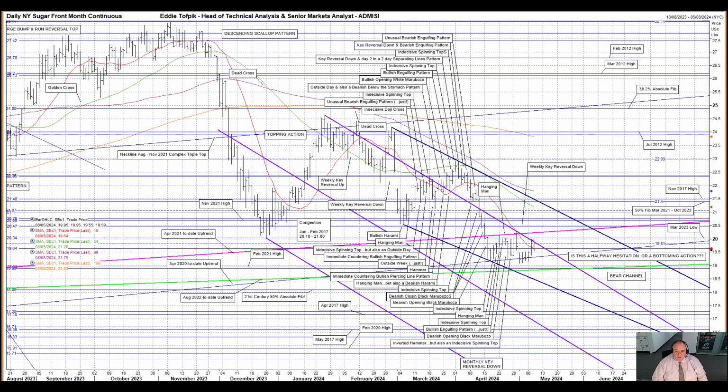There has been no follow-through lower this week to the weekly key reversal down, with prices recovering a little, but still within last week's range. Okay, so I have an open question to my audience, not just here, but generally. Is the recent action in New York sugar since mid-April a potential bearish halfway hesitation, or is it some form of bottoming action? I'm not sure, not yet. But I do see the hesitation in the market and the opportunities and risks it may provide.